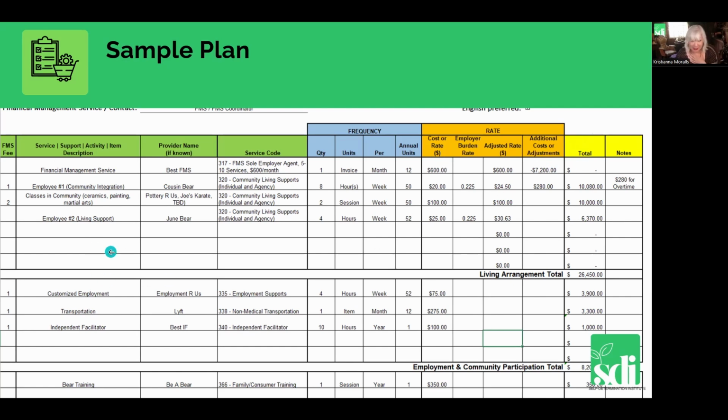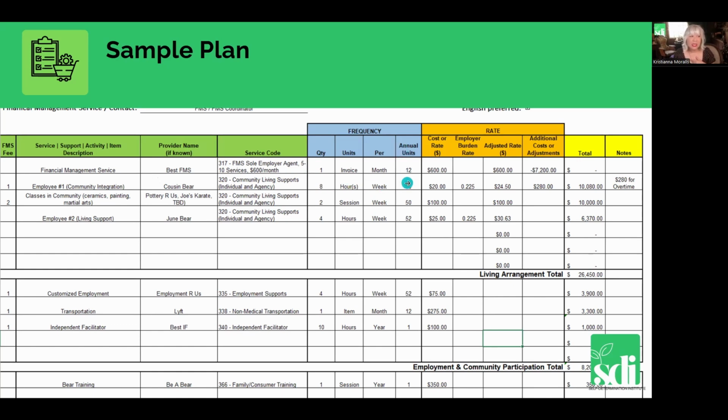After that, you can see that Teddy Bear is going to hire an employee. This is for community integration. This person's going to go out into the community with him, pick him up. They're going to do fun things in the community, maybe even take him to his classes. He's going to hire his cousin Bear. They're going to be using service code 320. They're planning 8 hours per week for this employee.